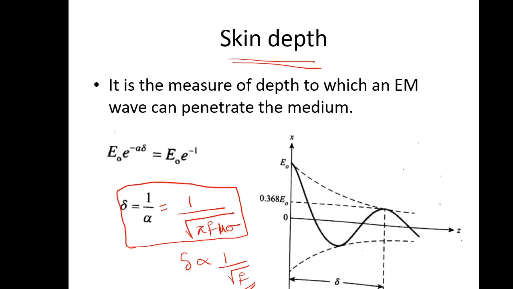So what is the significance of skin depth? It gives the measure of depth to which an electromagnetic wave can propagate in the medium. So here you can say that this value e raised to minus 1, that value is 0.368 of E naught. So from maximum value, skin depth will give a measure of depth at which the electric field will become how much? 0.368 E naught. This is how you calculate skin depth. So this is defined for a good conductor. That's why we substitute this value for alpha. This is generally measured in millimeters, the skin depth value.